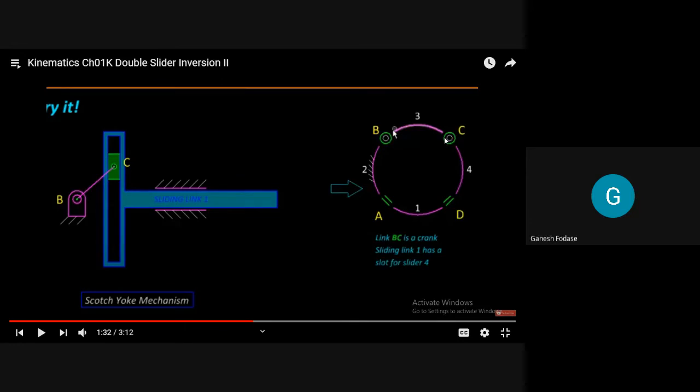2R2P means two revolute and two prismatic. We can say 2R 2P, like this also we can call sometimes. 2R means 2 revolute. Revolute means turning. And 2P means prismatic, or prismatic means sliding also. So 2R 2P mechanism is nothing but a double slider crank chain mechanism.